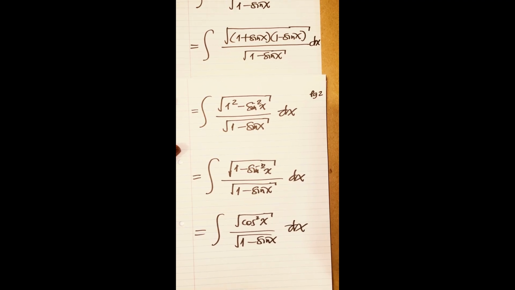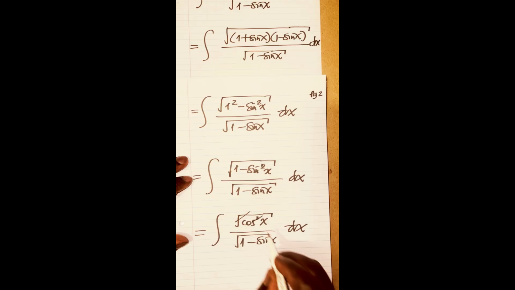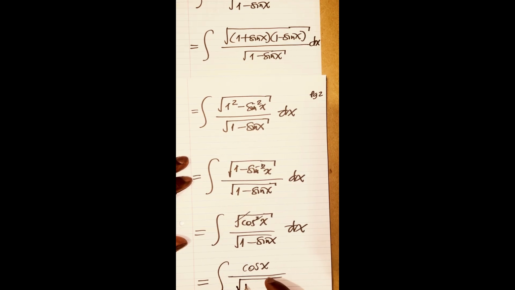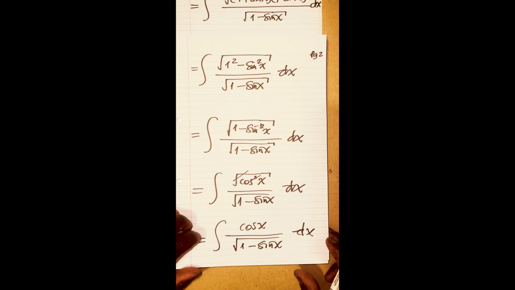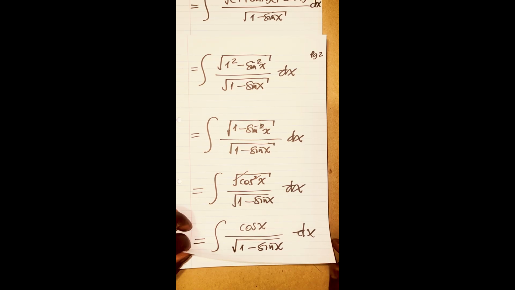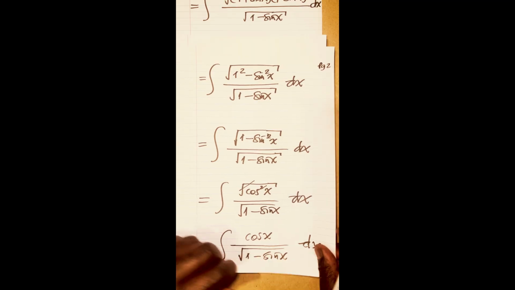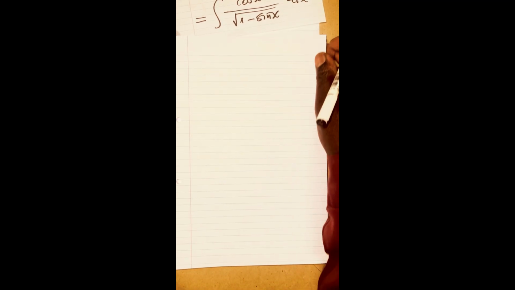Now you agree with me that the square root cancels the square, and what do I have? The integral of cos of x all over the square root of 1 minus sine of x dx. This is what I have now. Alright, now I'm going to use u substitution, taking us to page 3.